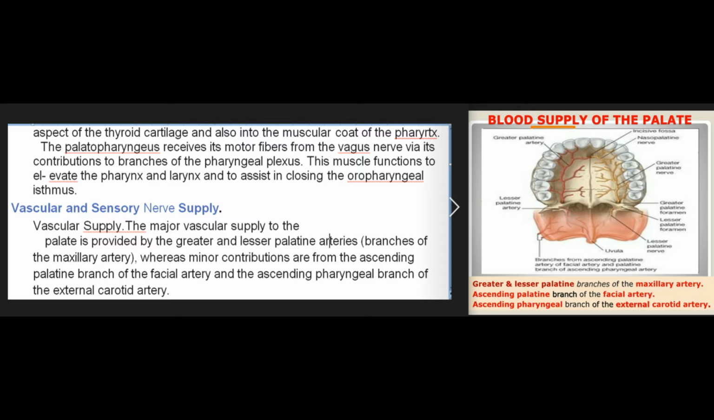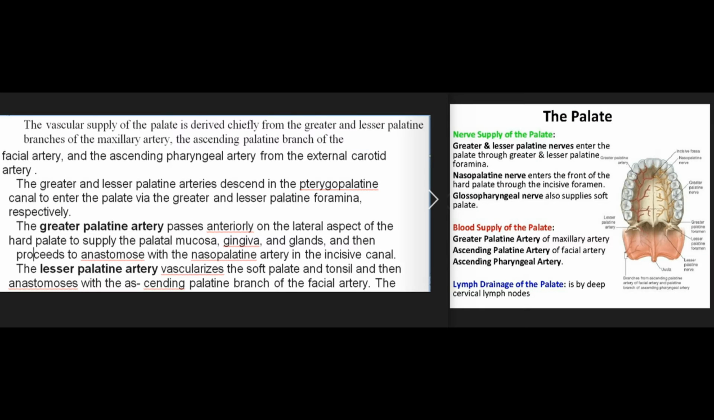Vascular and sensory nerve supply. Vascular supply. The major vascular supply to the palate is provided by the greater and lesser palatine arteries, branches of the maxillary artery, whereas minor contributions are from the ascending palatine branch of the facial artery and the ascending pharyngeal branch of the external carotid artery. The vascular supply of the palate is derived chiefly from the greater and lesser palatine branches of the maxillary artery, the ascending palatine branch of the facial artery, and the ascending pharyngeal artery from the external carotid artery.